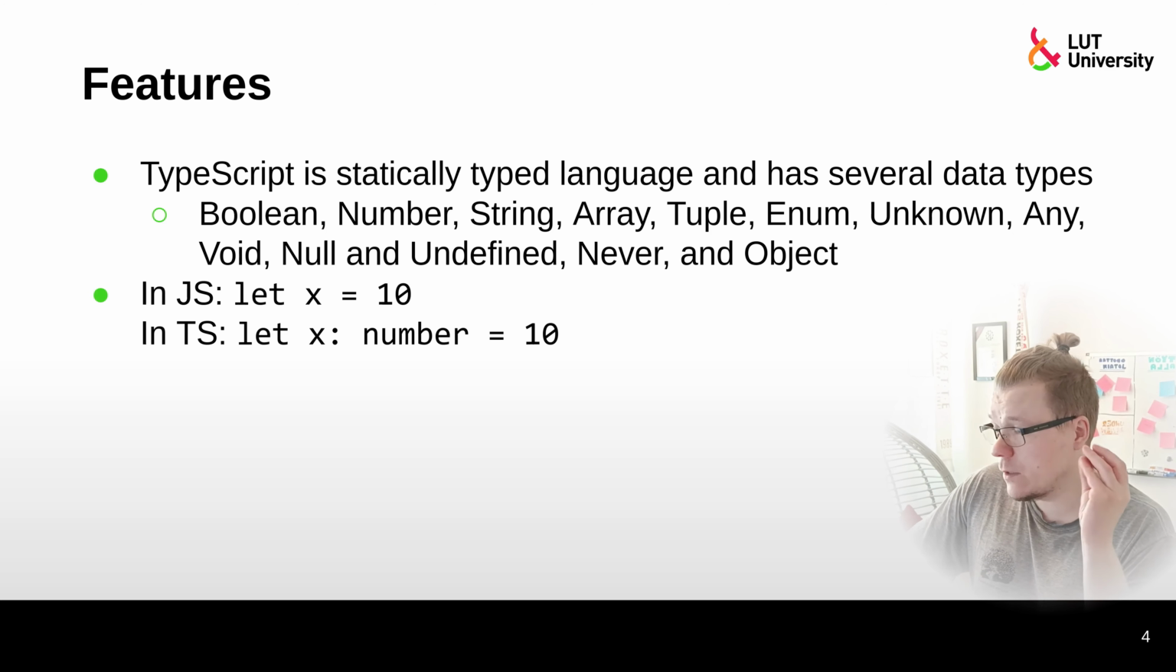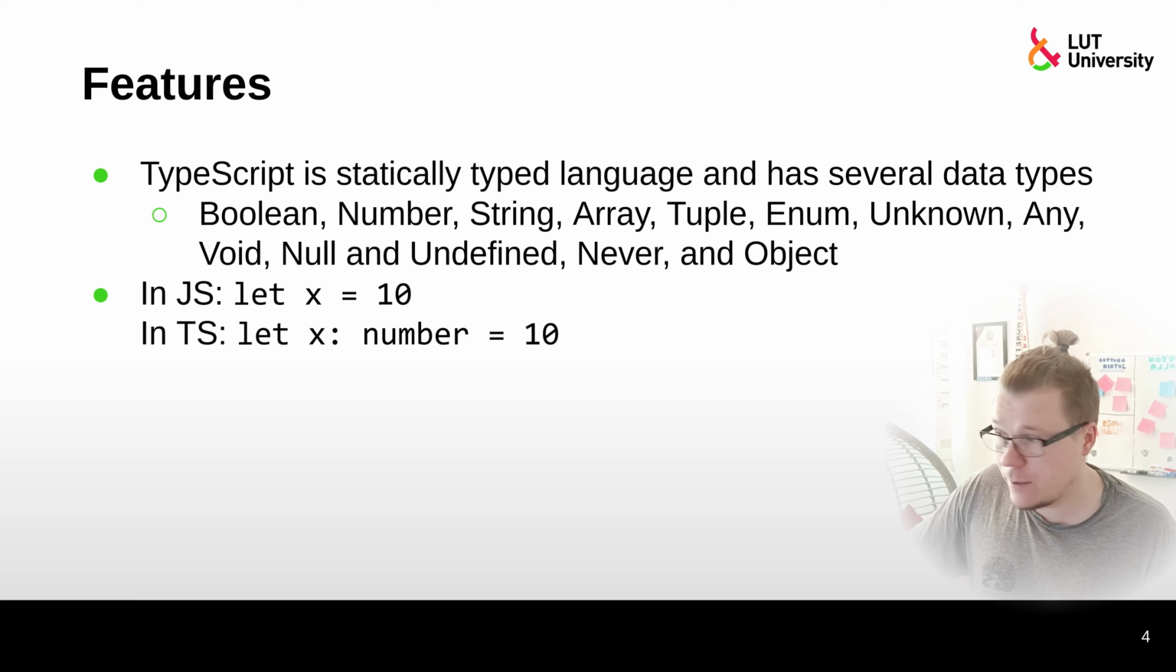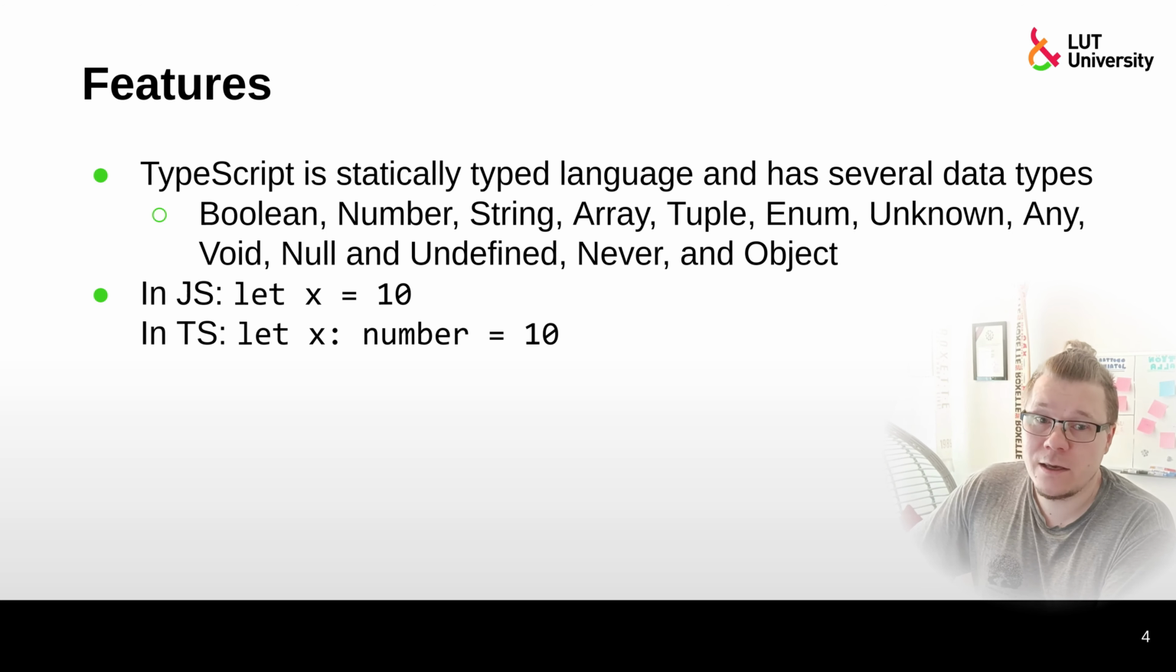In the very essence, the difference is this: in JavaScript we can define let x equals 10. Then we have a variable and we set its value to 10. But in TypeScript you can write let x colon number equals 10. So we are defining that this x variable is exactly a number. It cannot be a string, it cannot be an object, it will be a number.